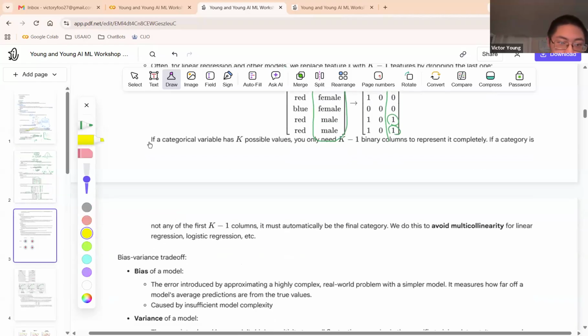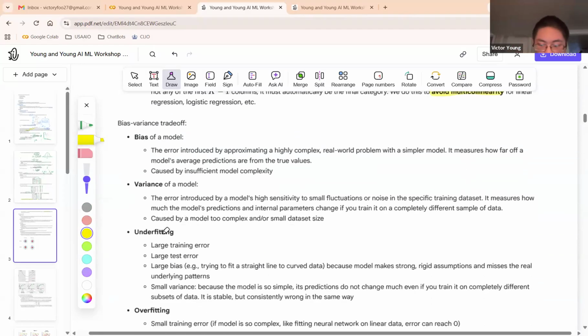Yeah, the main conclusion is if a categorical variable has k possible values, we only use k minus 1 binary columns to represent it. And this is to avoid multicollinearity. Okay, let's now talk about the bias-variance trade-off. And this is mainly about the complexity of a model.